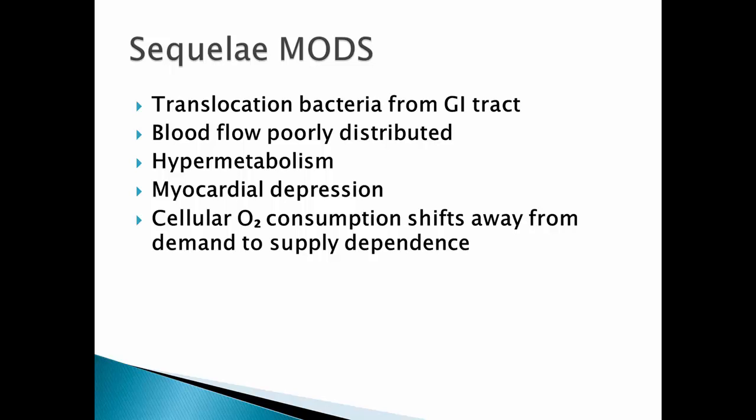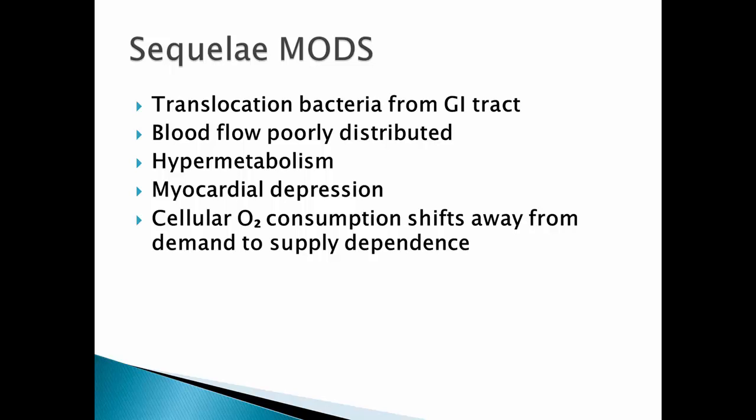Hypoperfusion of the gut is a major causative factor of translocation of the bacteria from the GI tract into the periphery. Also, we have a poorly distributed blood flow. So we know that the blood is going to go to priority organs first, but it's poorly distributed, so some organs aren't being well perfused as well.